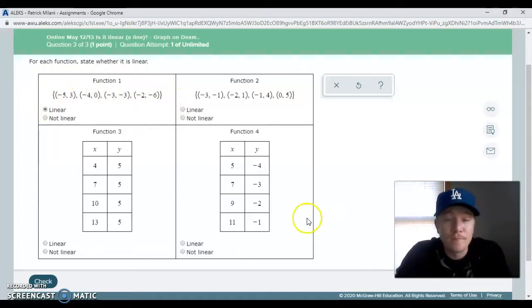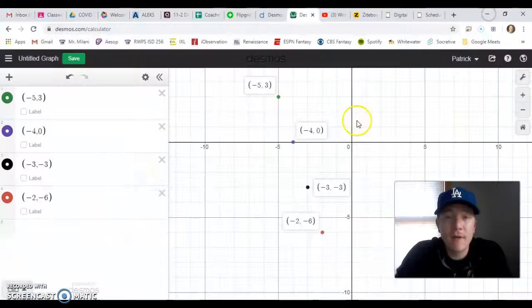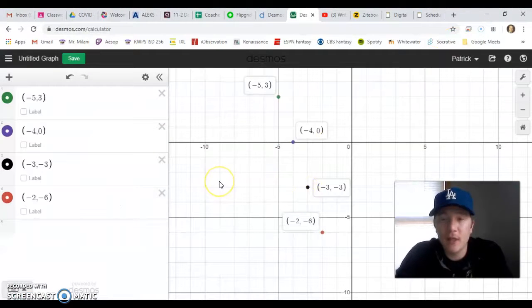Okay, so long story short, that's your day today. Very visual. Everything can be done on Desmos. No work needed, and a pretty short assignment for you, just those 3 problems.